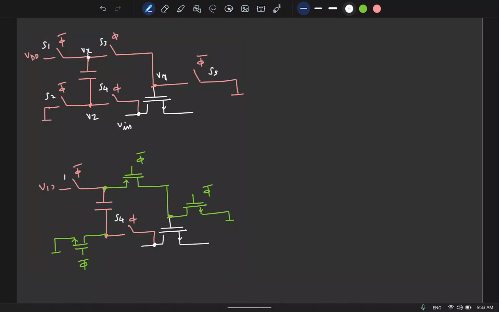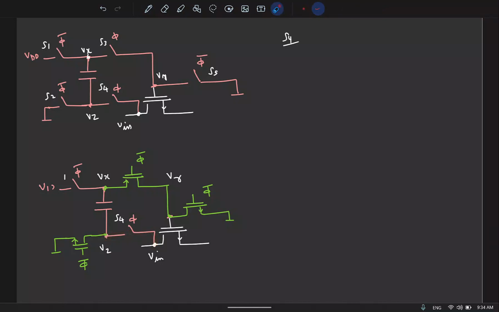So now let's look at S4. If you look at S4, what it is trying to do is connect this node. Let's say this is Vz, this is Vx and Vy, and this is Vin. It is trying to connect Vz to Vin or Vin to Vz.